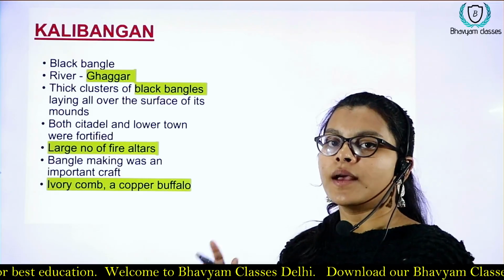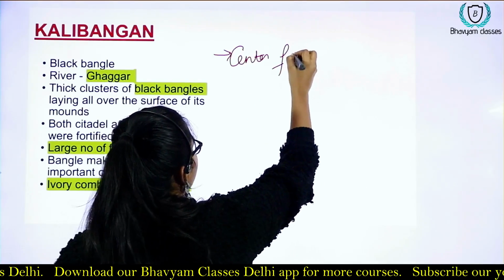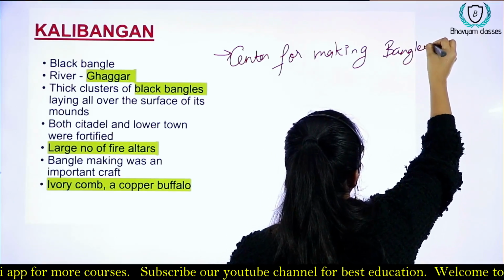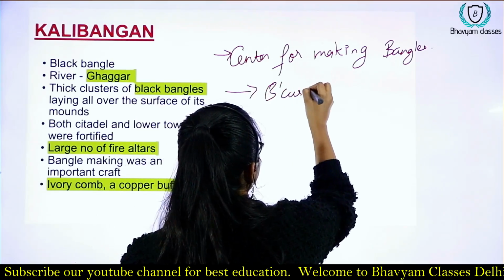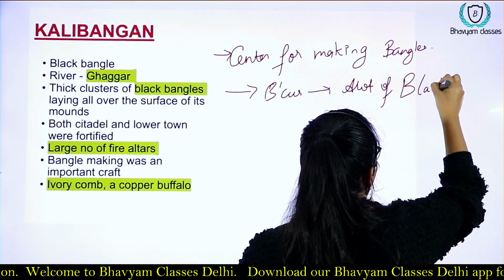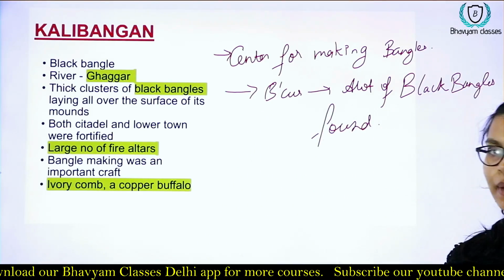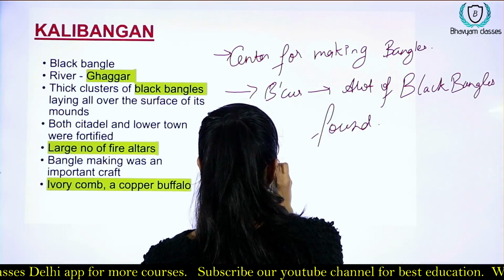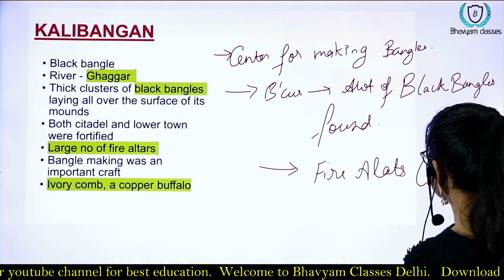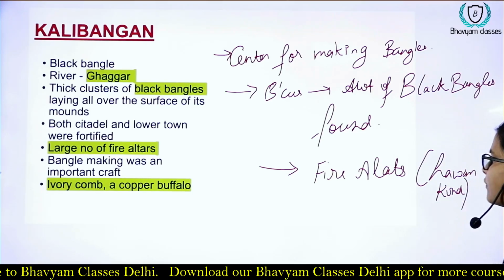Fine. So this site is important because it was the center for making bangles. It is named so because a lot of black bangles were found there. Fine. And we have also yielded fire altars. Fine. Fire altars or Havan Kund.